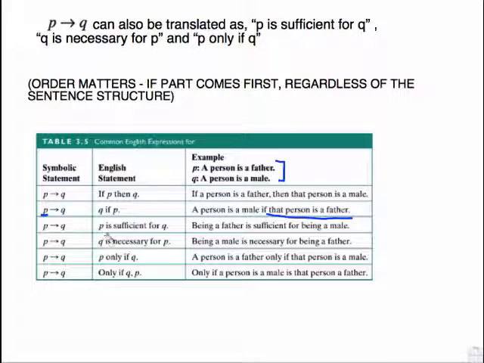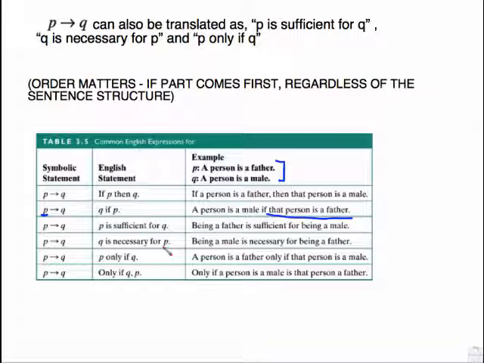This could also translate as P is sufficient for Q. And when you do sufficient, you add this being rather than if then. So this translates to being a father is sufficient for being a male. If somebody is a father, then they are a male, and being the father is sufficient to prove that they are a male.